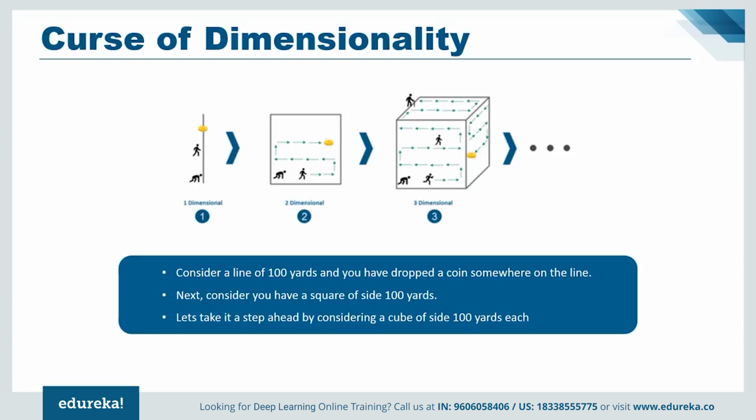Let's take it a step ahead by considering a cube of side 100 yards. Now you have dropped a coin somewhere in between. Now it's even more difficult to find the coin this time. The cube is a three-dimensional entity. Hence, you can observe that the complexity is increasing as the dimensions are increasing. And in real life, the high-dimensional data that we are talking about has thousands of dimensions, which makes it very complex to handle. High-dimensional data can easily be found in use cases like image processing, natural language processing, and image translation. Machine learning was not capable of solving these use cases.